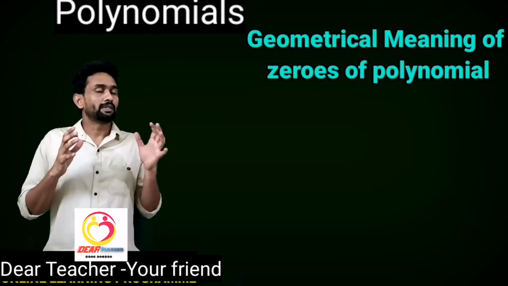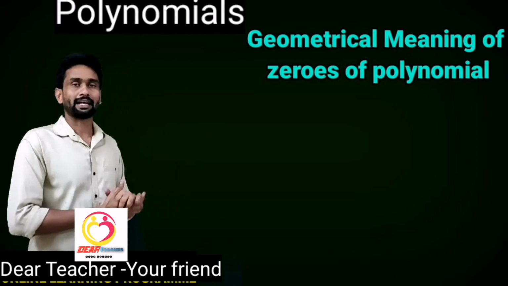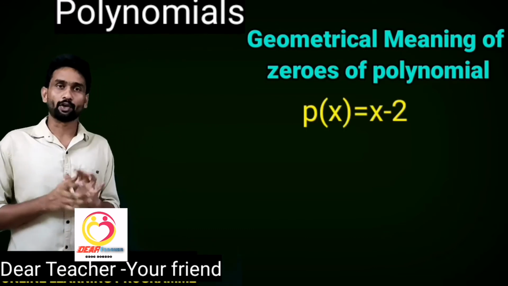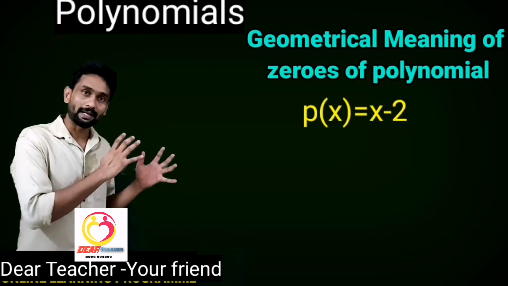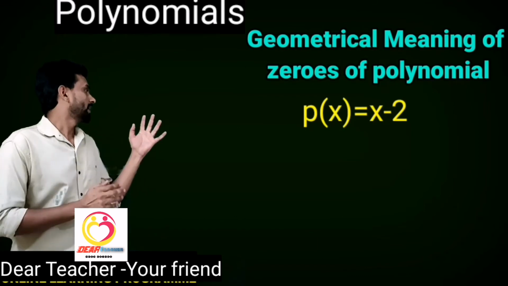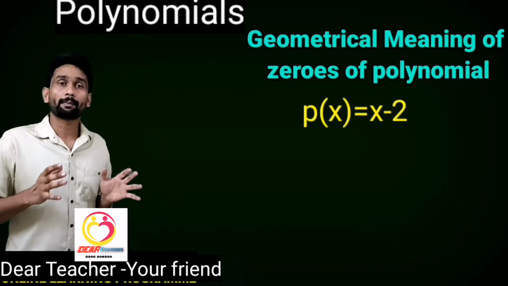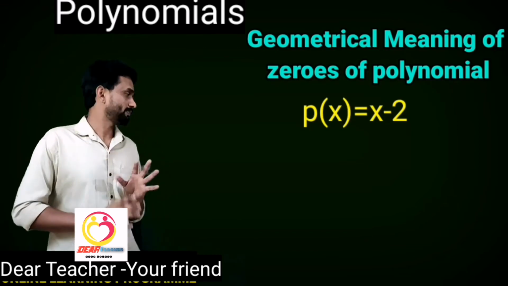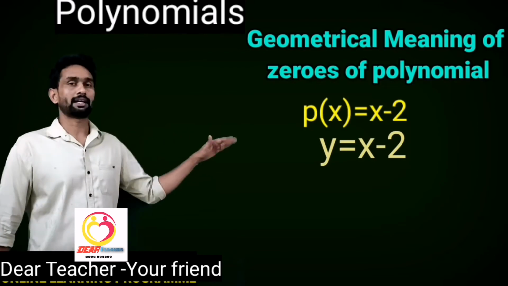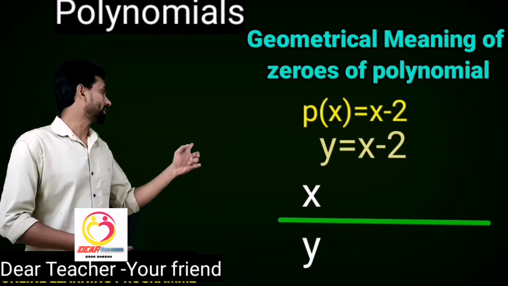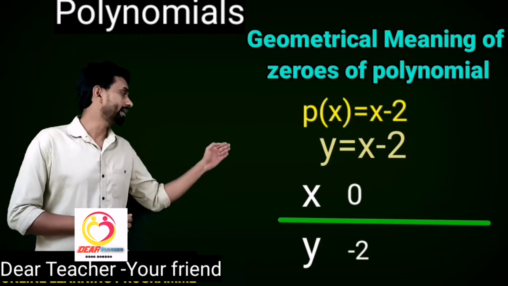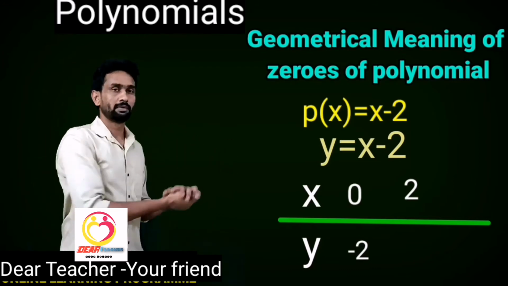Now the polynomial we can plot in a graph. Let us see the graphical representation of a linear polynomial. You can look at this: p(x) equal to x minus 2. Now we can present this polynomial in a graph sheet. I am considering x minus 2 equal to y, so y equal to x minus 2. We know how to find the coordinates x and y. Here I assumed x equal to 0, then y becomes minus 2, and when x equal to 2, then y becomes 0.